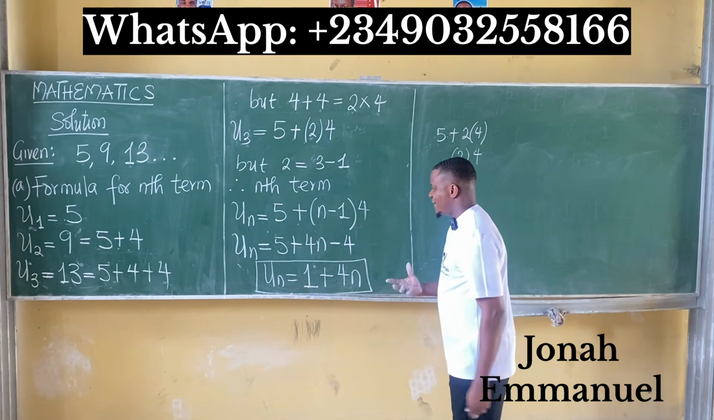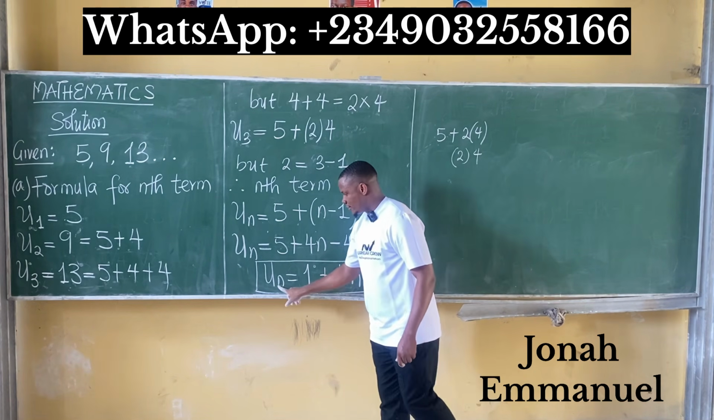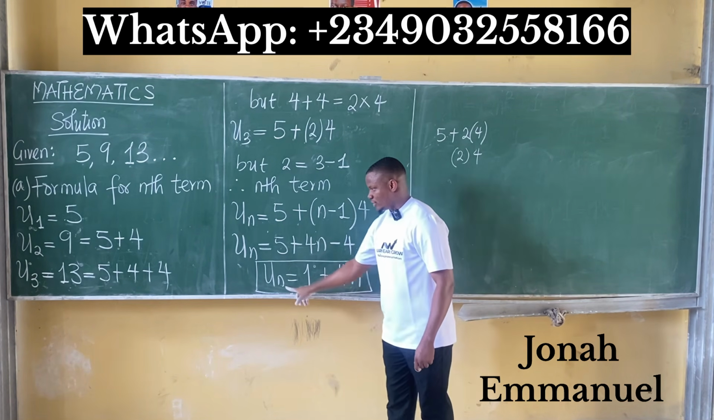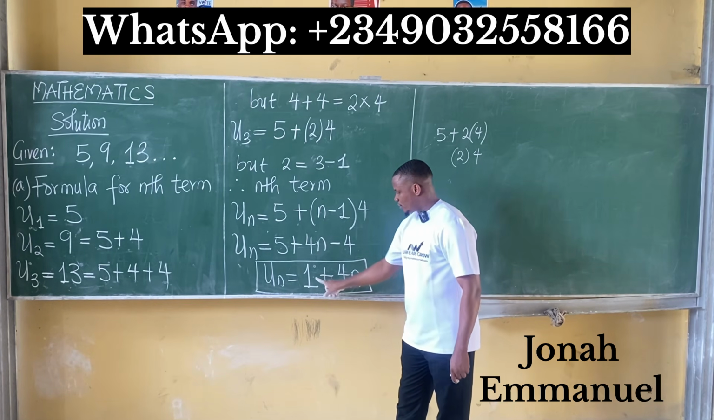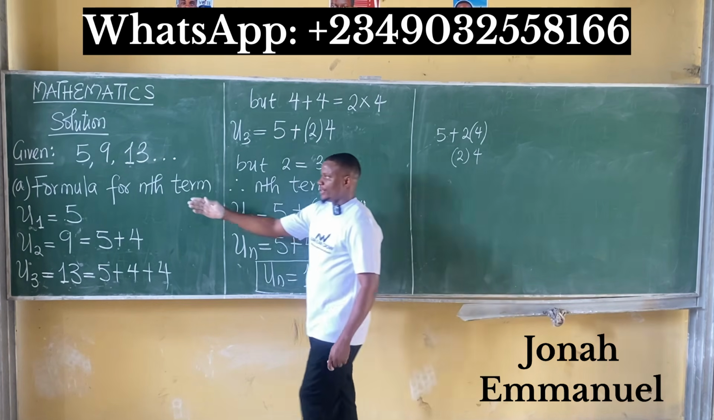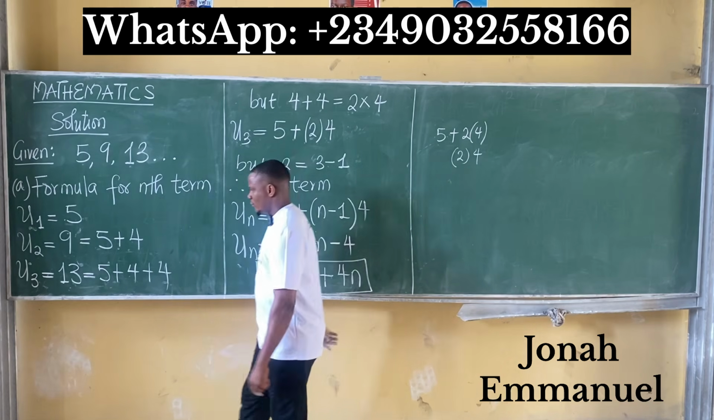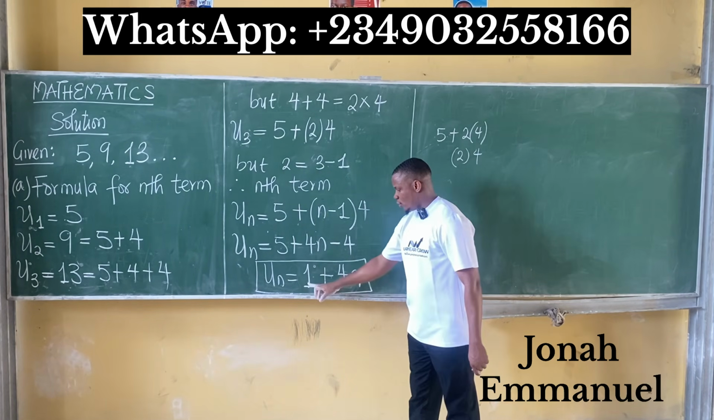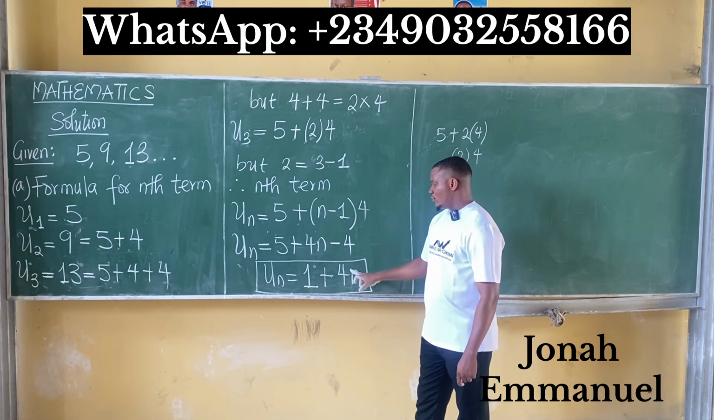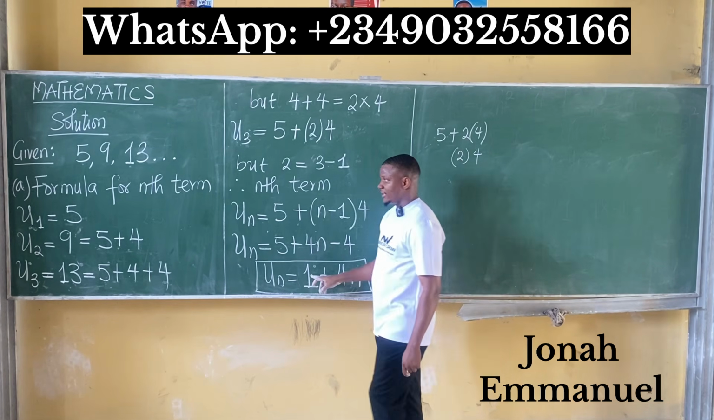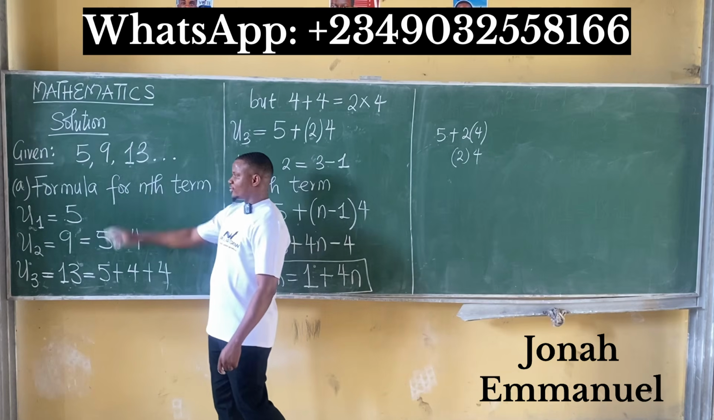So that's how to get the nth term. And you can verify if this is correct. For u1, the first term becomes 1 plus 4 times 1, which is 4. So 1 plus 4 gives you 5, which is the first term, and that's correct. For the second term, that becomes 1 plus 4 times 2, which gives you 8. So n becomes 2, 4 times 2 is 8, and 8 plus 1 is 9, which is correct.